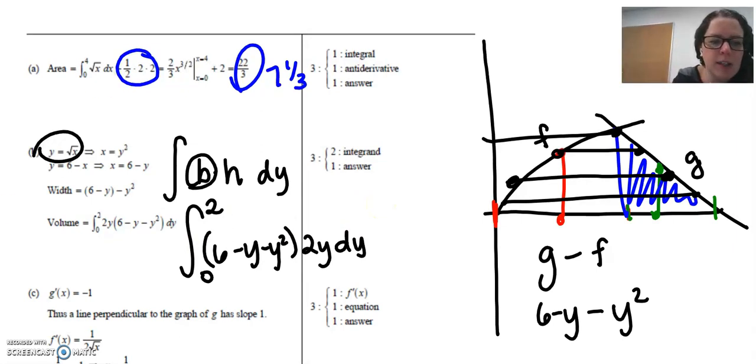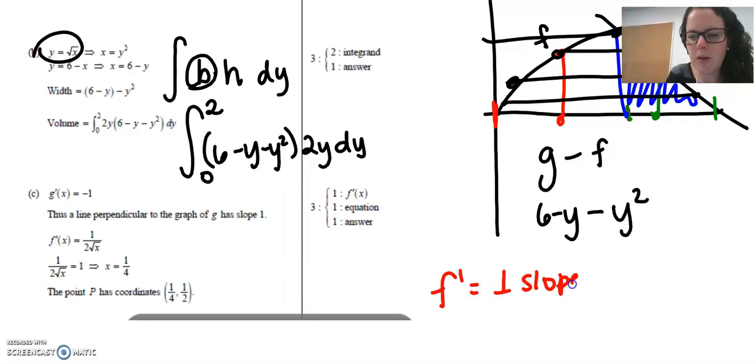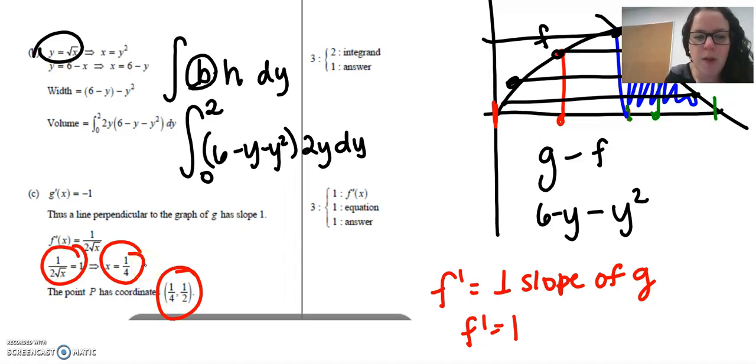And then the last part, it says that there is a point where the graph of f has a tangent line. So f prime is going to be equal to the perpendicular slope of g. Well, the slope of g is -1, so the perpendicular slope is 1. So f prime needs to be equal to 1. You're going to solve, you get 1/4, and then you get the actual coordinate point. You'd plug 1/4 into your equation to figure out the point P for which it happens.